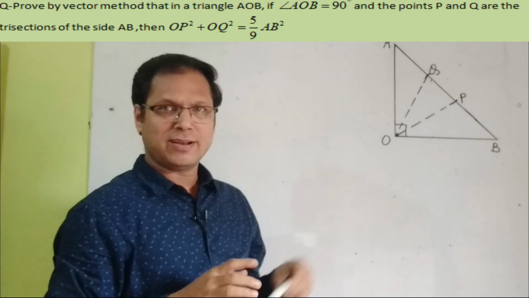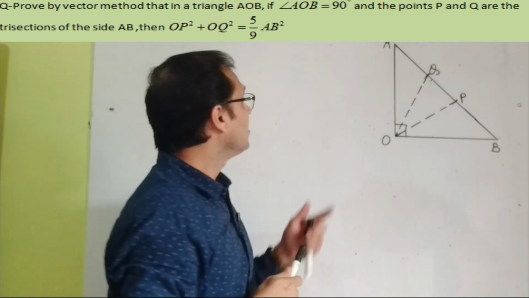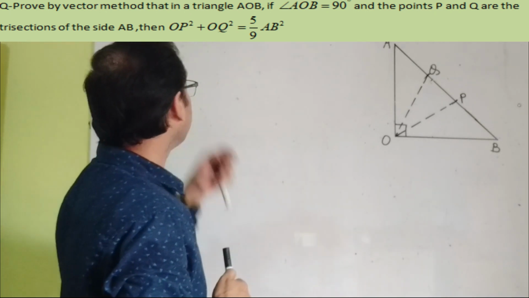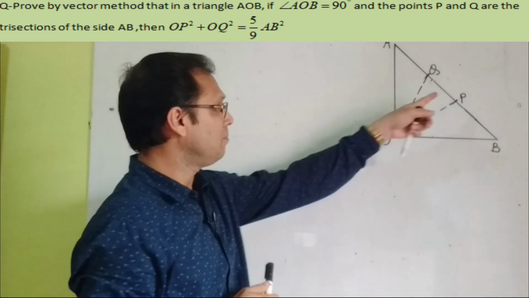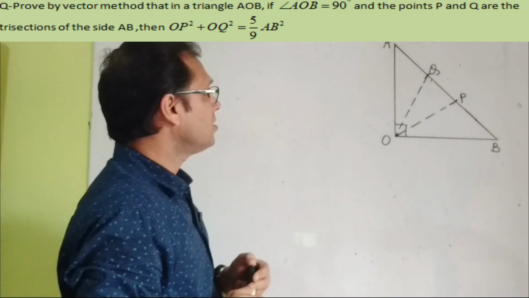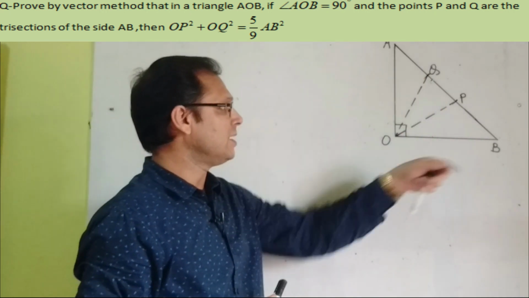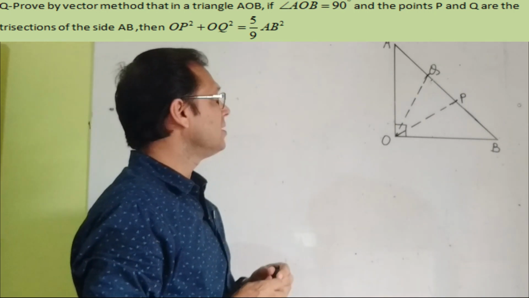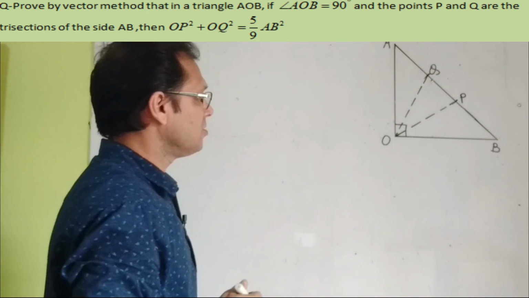Now we will take another analytical proof. Read the question: in a triangle AOB, angle AOB is equal to 90 degrees, and P and Q are the points of trisection of the side AB. Then you have to prove OP square plus OQ square is equal to 5 by 9 AB square.